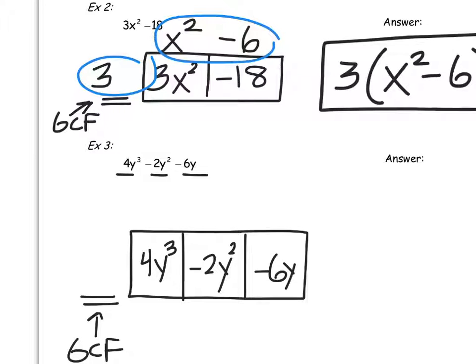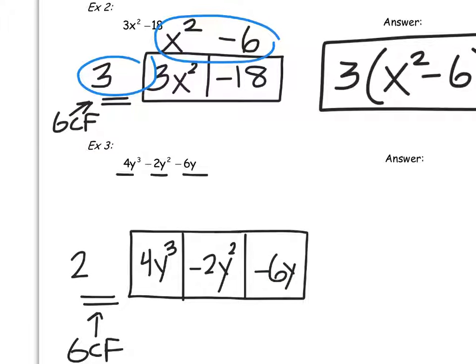So I want to look at the numbers first. I have a 4, a negative 2, and a negative 6. So the smallest number here is 2. It can't be any bigger than 2. And actually, let's see if 2 divides into all these numbers. 2 divides into 2, 2 divides into 4, and 2 divides into 6. So my GCF is going to have a coefficient of 2.